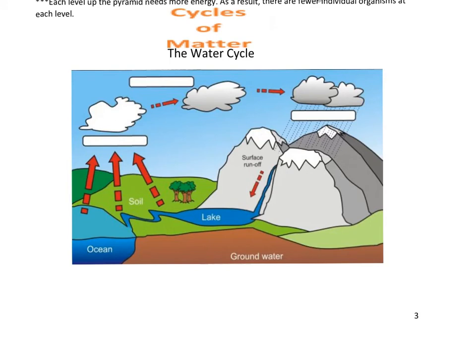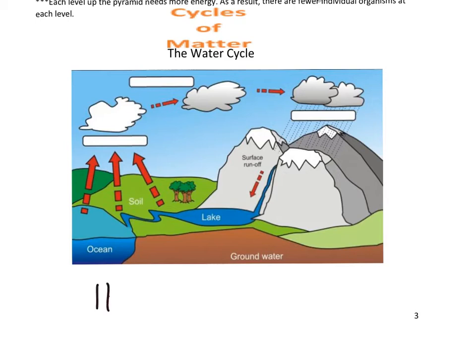Okay, now we're going to spend a little bit of time talking about the cycles of matter that exist in different ecosystems. The first one, and the one that we'll probably end up spending the most time on, is the water cycle. We have a small group mini lesson further down on the activity list if you want a little bit more detail about the water cycle. But let's talk about water.